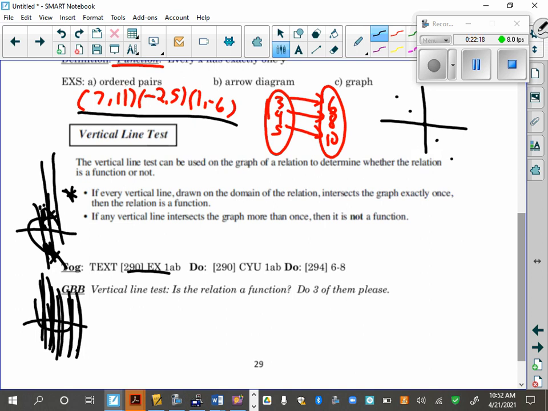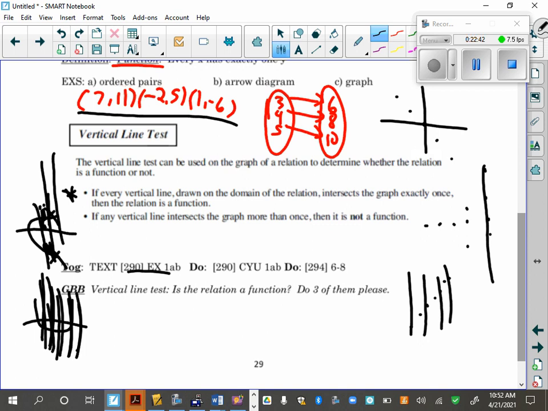And so if you draw a vertical line, you can hit more than one point, so it's not a function. 1b has ordered pairs like that. So is that a function or not a function? You can only hit a point once when you draw a vertical line, so that is a function. Every x has exactly one y.